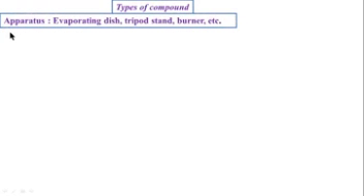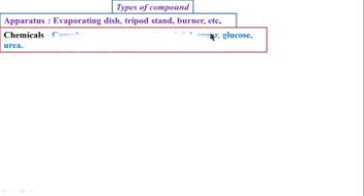Now we will go further. Types of compounds. Before starting this part of our lesson, we have to do a simple experiment at home or in school. Before doing such an experiment anywhere, we have to take care when we are doing it. Apparatus: evaporating dish, tripod stand, burner, etc. Chemicals used: kapoor, washing soda, blue vitriol, sugar, glucose, urea.